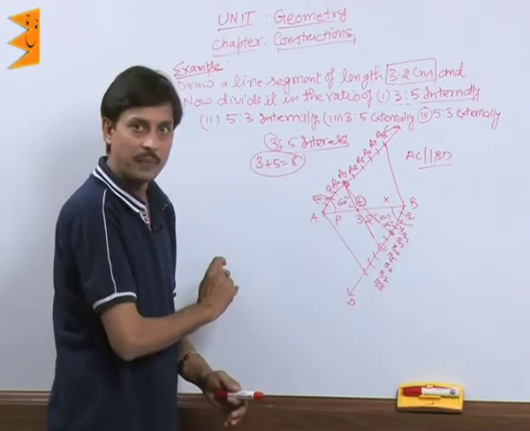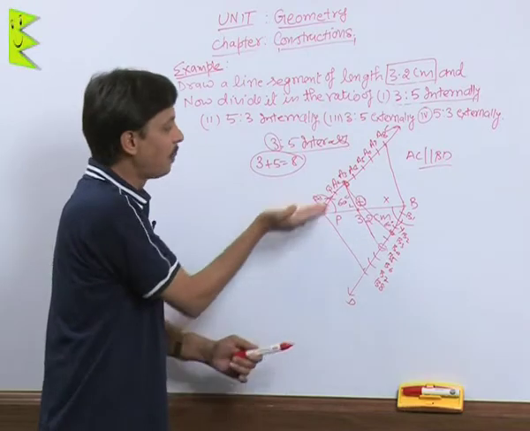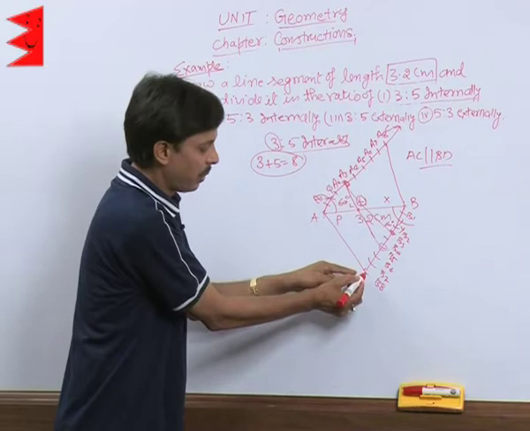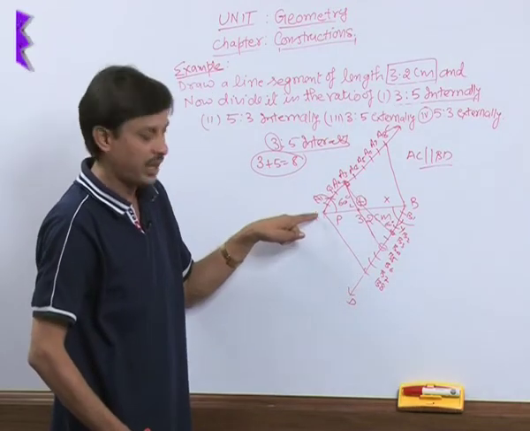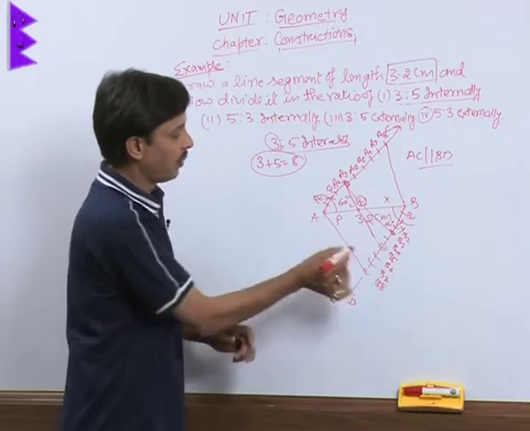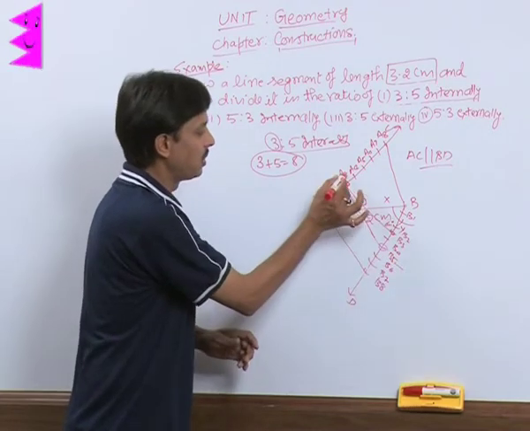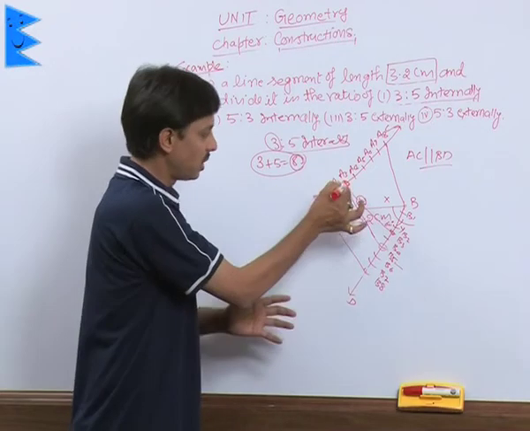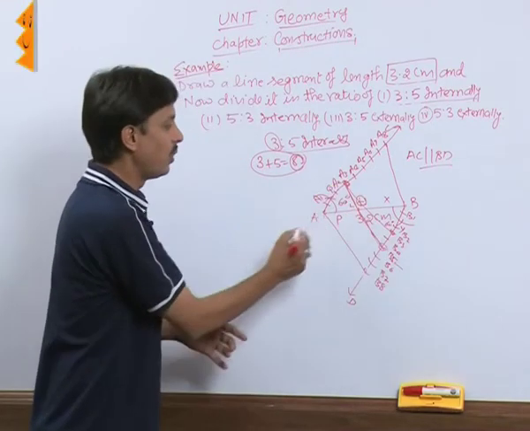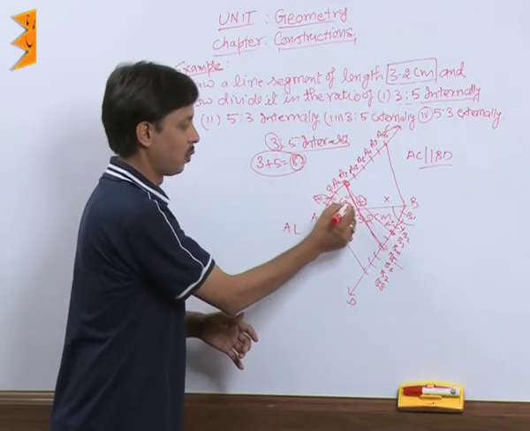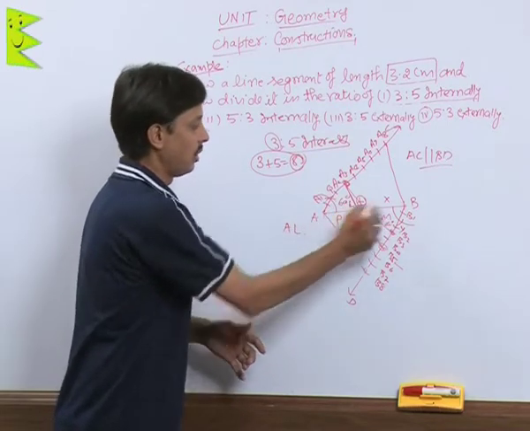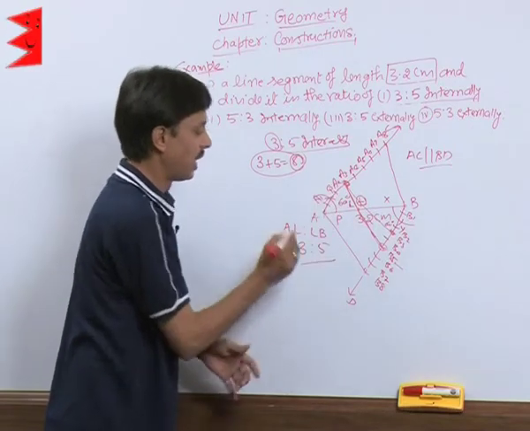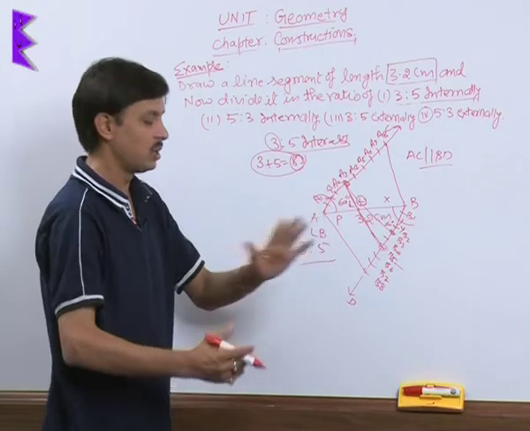I am repeating here. And the correct way: how many parts have you taken toward A? Whatever number you have used to join with A, 1, 2 and 3, and for verification this is 5, this is 3, their sum must be equal to 8. So this is the way of doing it. Now, suppose this point is L, then AL is to LB equals 3:5. The ratio of AL to LB is 3:5.